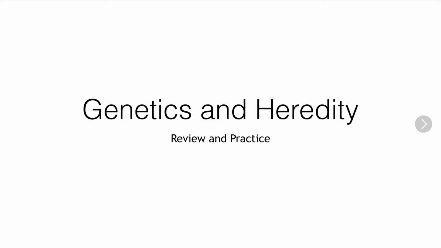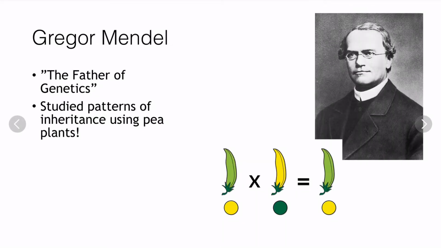Okay, so this is the genetics and heredity review and practice video lecture, and we're also introducing a couple of concepts: codominance and incomplete dominance and sex-linked traits. So let's get started. Gregor Mendel, he's the father of genetics, just like Charles Darwin would be the father of evolution, and Watson and Crick would be the fathers of the structure of DNA, and let's not forget the mother, Rosalind Franklin.